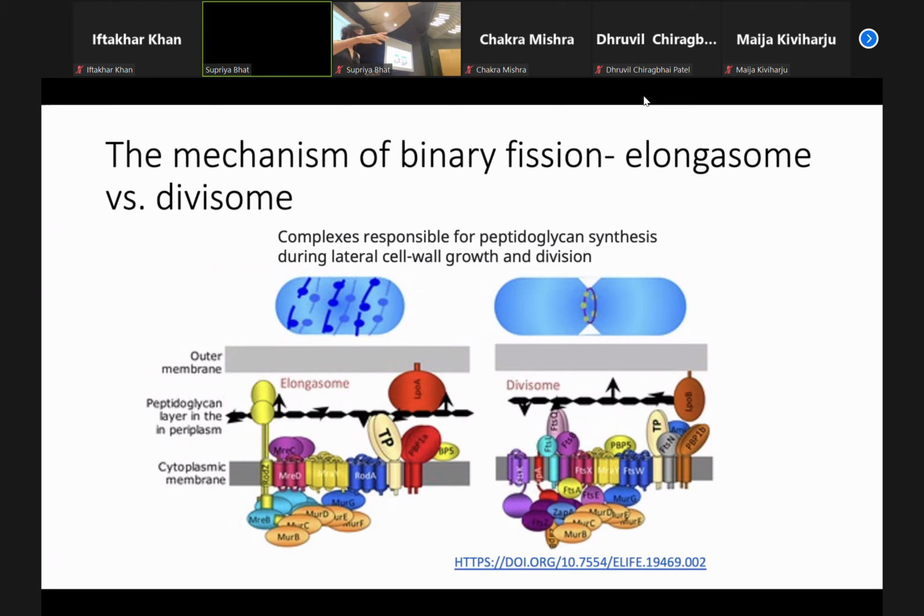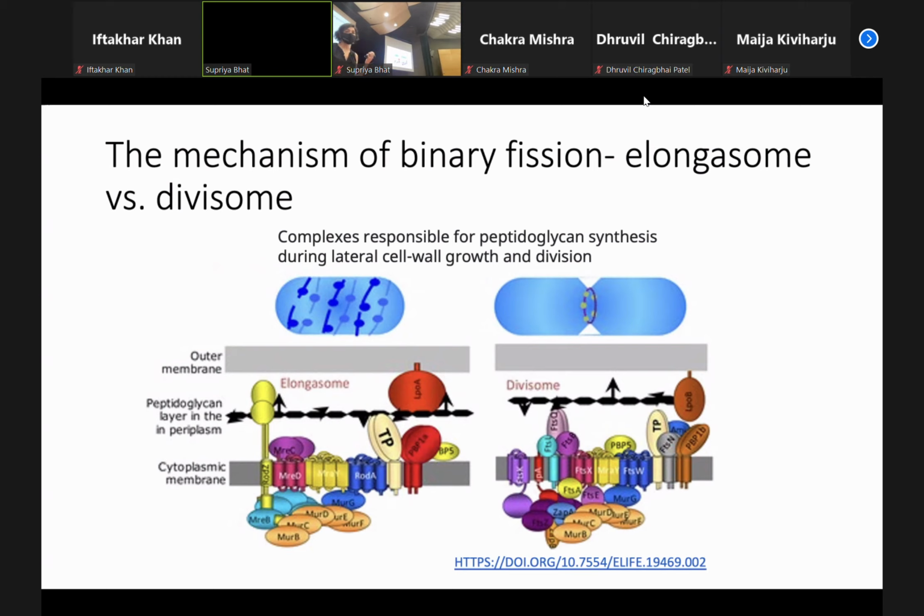Whereas the elongosome is present throughout the length of the bacterium, and it adds peptidoglycan throughout. So it just goes and spirals, just like in the image, the very first one here. It moves all along the length of the cell, not just in the middle. Okay, does that make sense? And it has unique proteins in it.